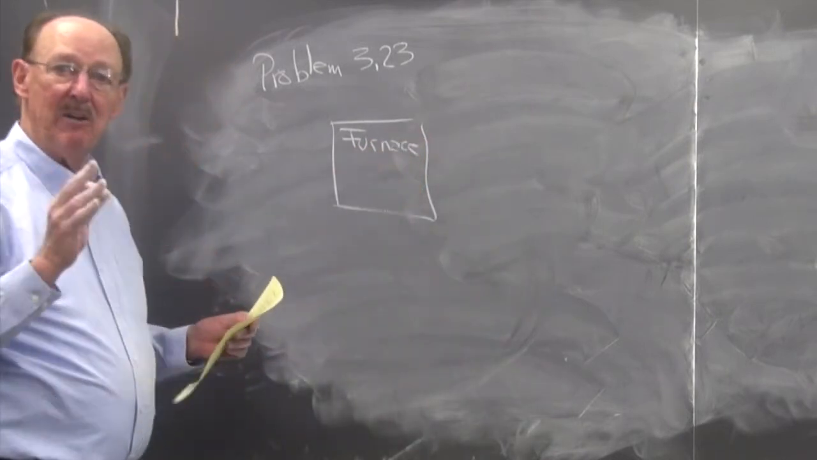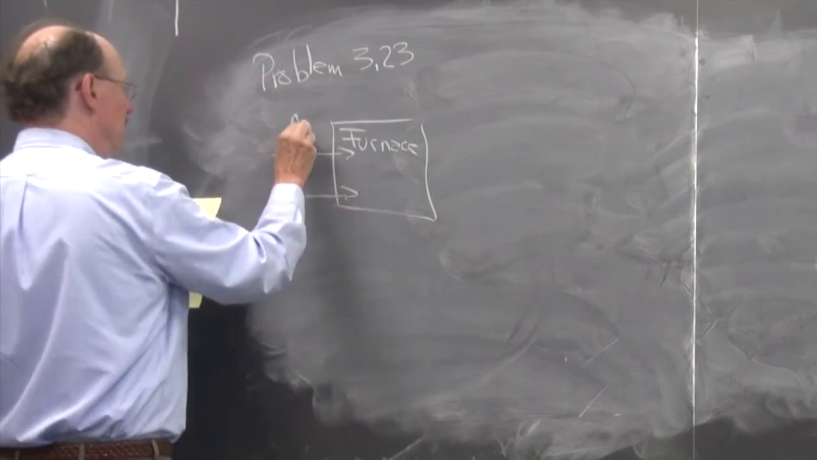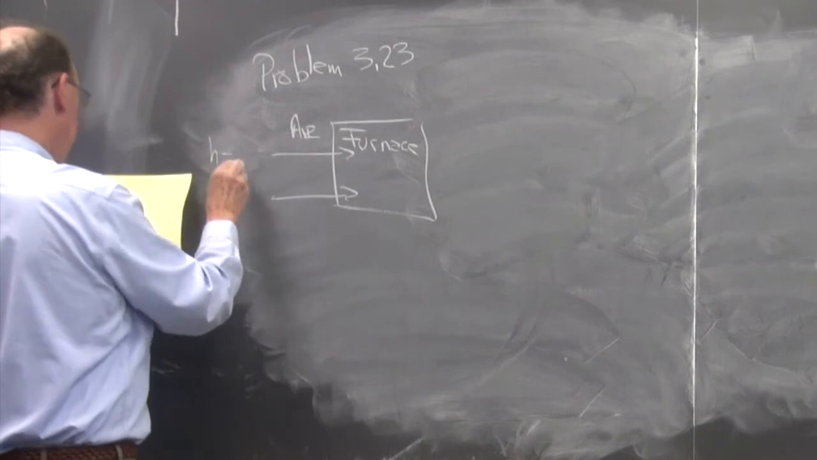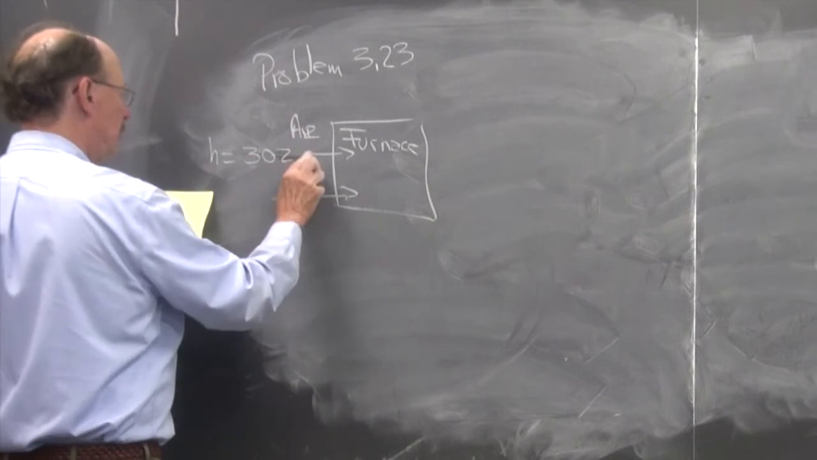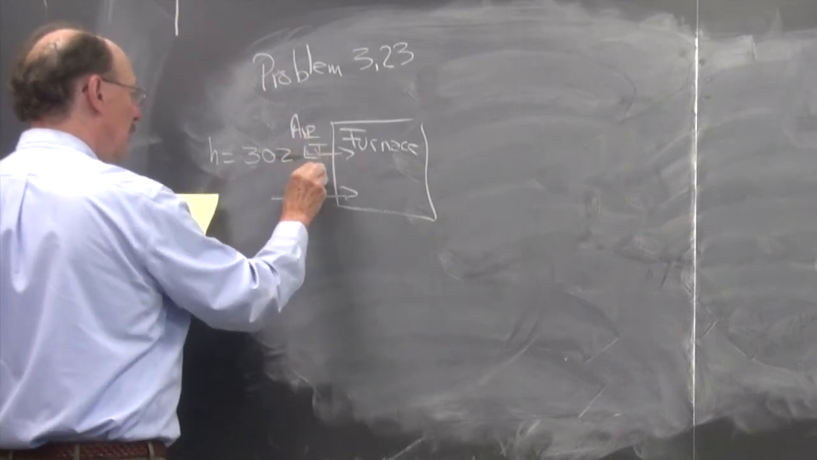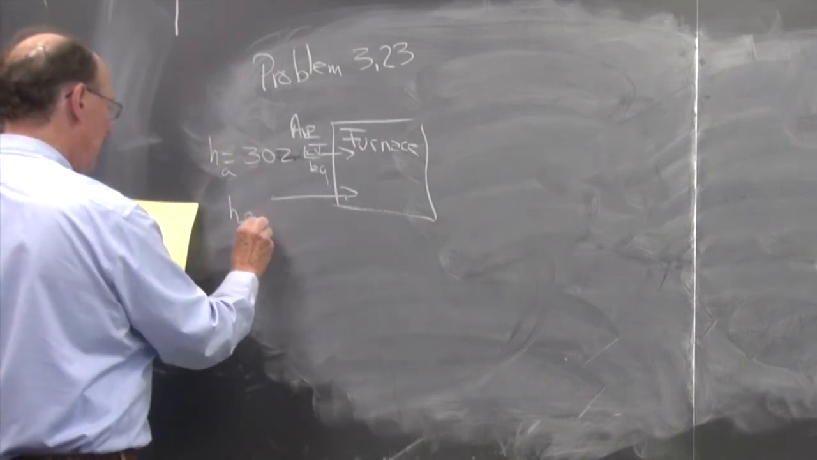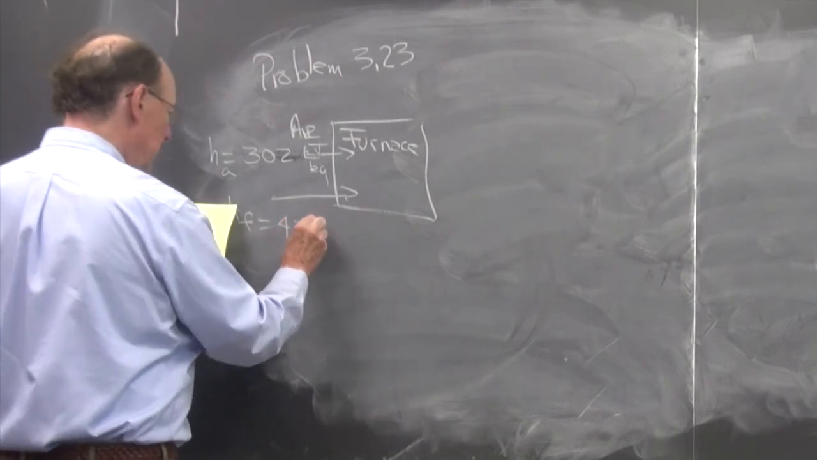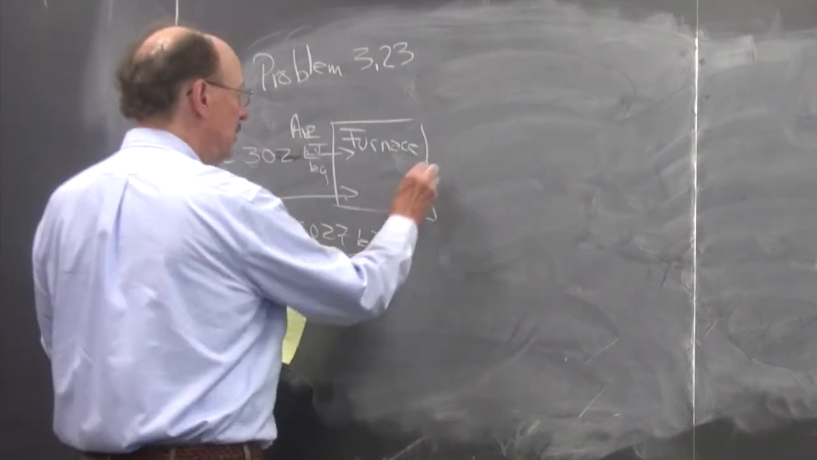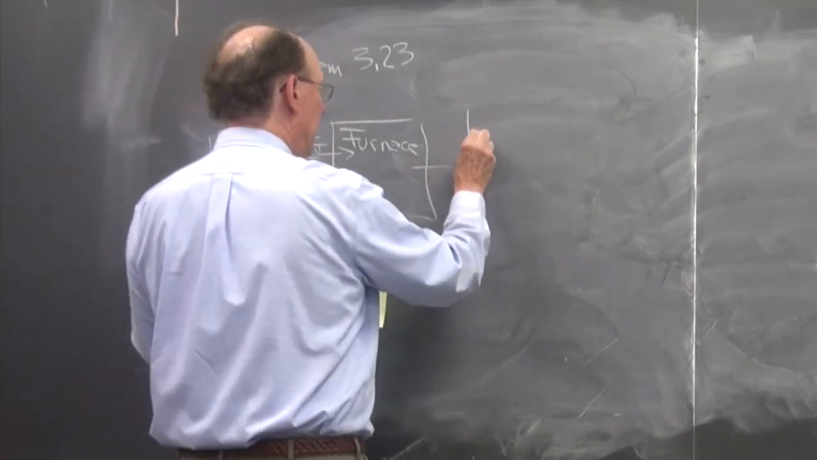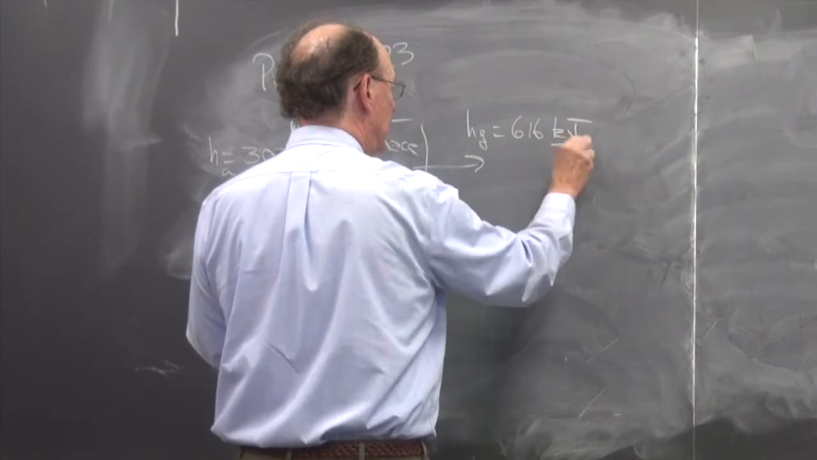And the furnace receives air and fuel. And you're told that the air has an enthalpy, H, equal to 302 kilojoules per kilogram. And this is the air, and the fuel, H sub F, has an enthalpy of 43,027 kilojoules per kilogram. We have combustion occur, and the gases, H sub g, is equal to 616 kilojoules per kilogram.